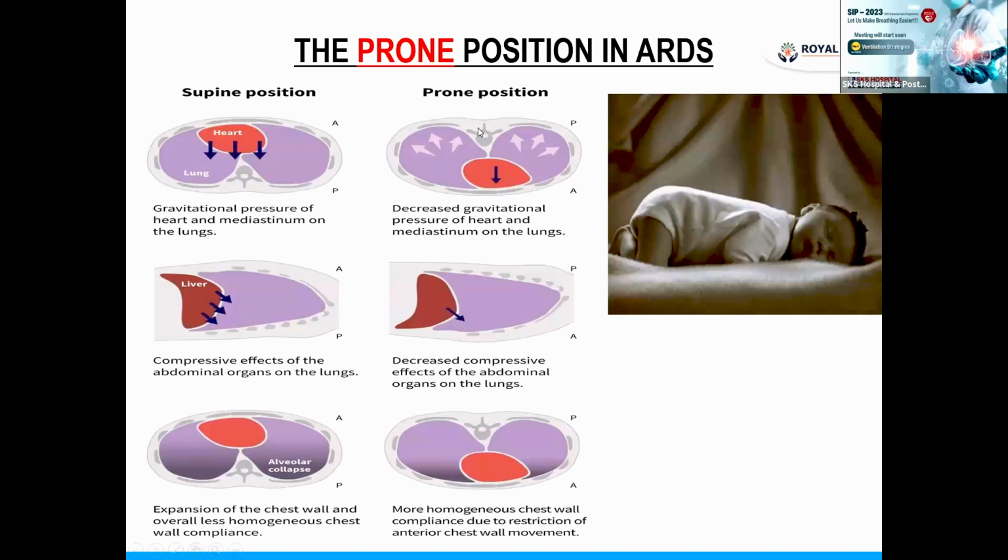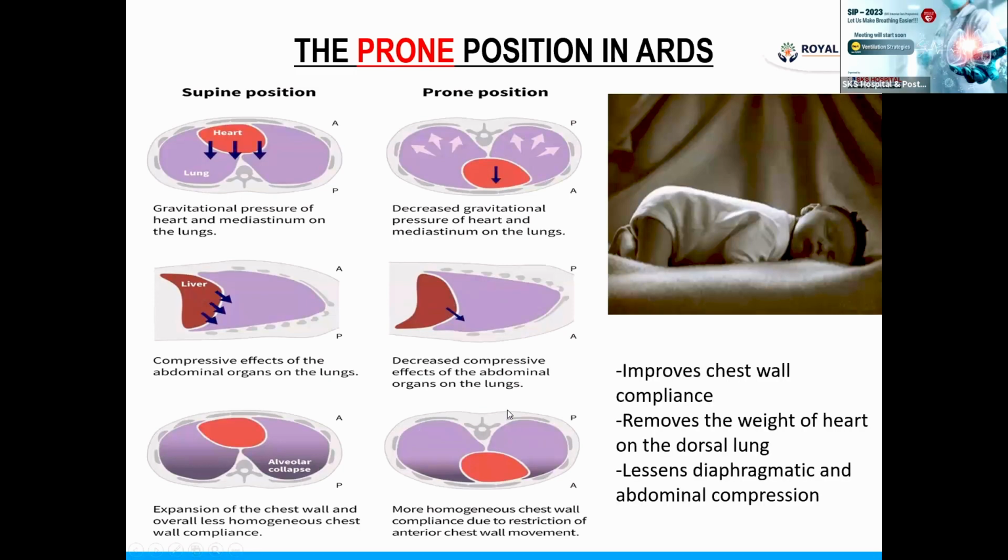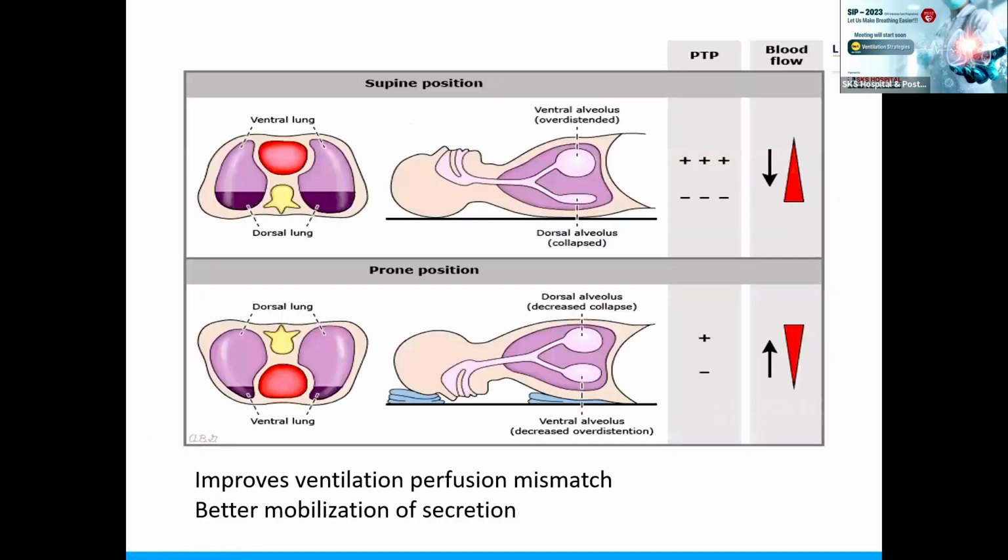When you put them prone, the heart comes front, the weight on the lung is reduced, the liver and the other abdominal organs go down, the pressure on the diaphragm comes down, and the posterior portion of the chest wall becomes more compliant. Because of all these things, there is an improvement in your oxygenation. This can also be translated to improvement both in the transpulmonary pressure as well as improvement in your blood supply, compared anterior to posterior.